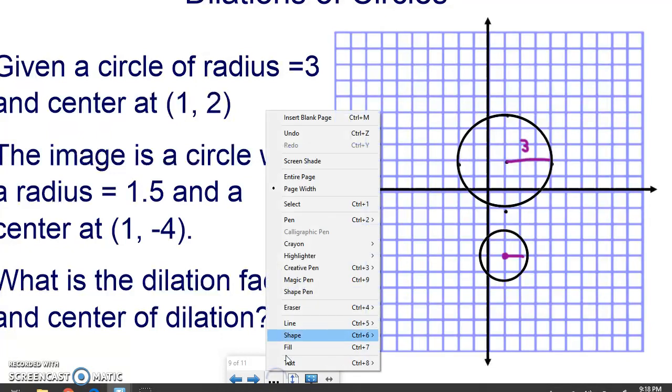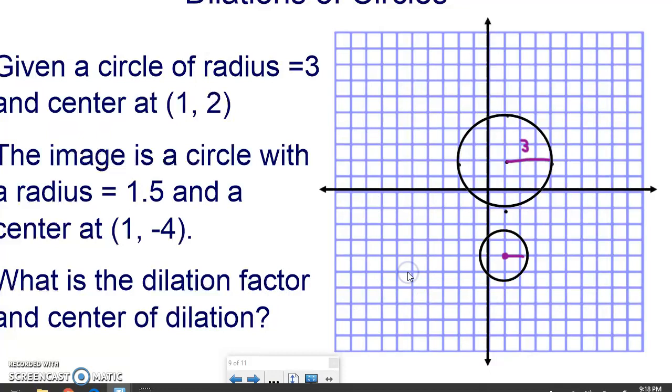So to find my scale factor, again, I have to do new over old, or in big kid words, the image over the pre-image. So we said the image is this smaller shape, the pre-image is the bigger one. So I'd have to do 1.5 divided by 3, which is actually 1/2. So my scale factor, again, is just a half. So the circle got a half smaller than it started.